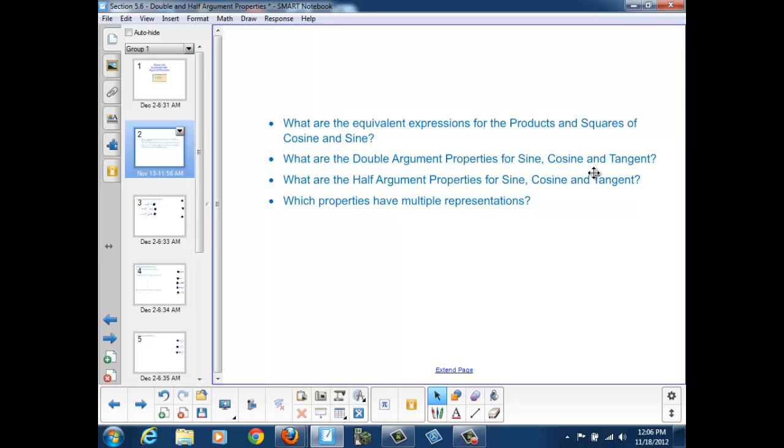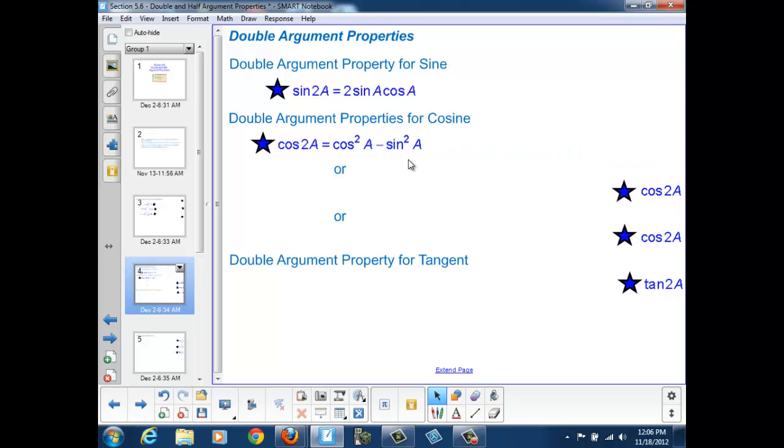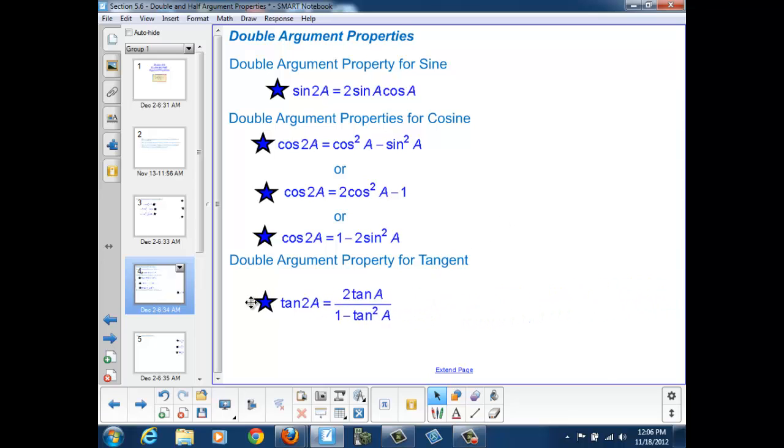What are the double argument properties for sine, cosine, and tangent? Well, the sine of 2a can be rewritten as 2 sine a cosine a. The cosine of 2a has 3 different representations: cosine squared a minus sine squared a, 2 cosine squared a minus 1, and 1 minus 2 sine squared a, which are all related through the Pythagorean properties. And the tangent of 2a can be rewritten as 2 tangent a over 1 minus tangent squared a.